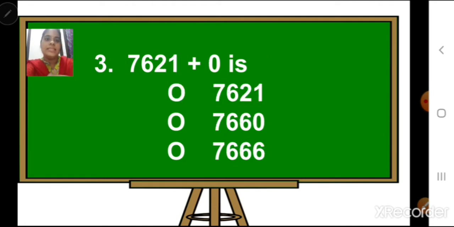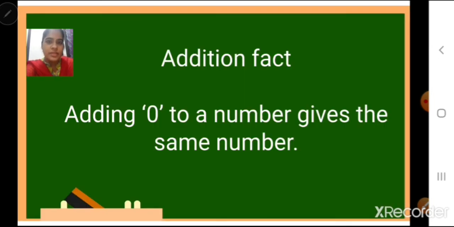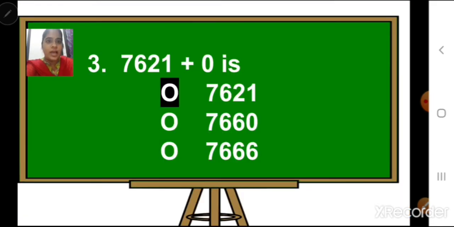Next is 7621 plus 0. Okay, now this question is from your addition fact. Now you remember, we have done this. Adding 0 to a number gives the same number. Whenever we add 0 to any number, you will get the same number. So what is our answer? Our answer is 7621, right? So again, click on the correct option.